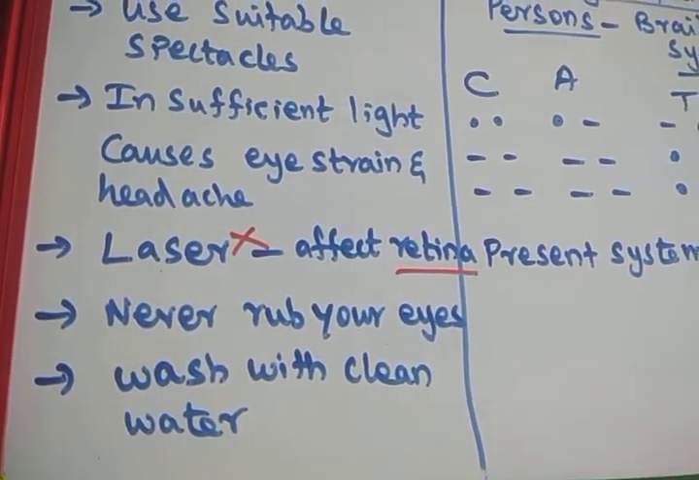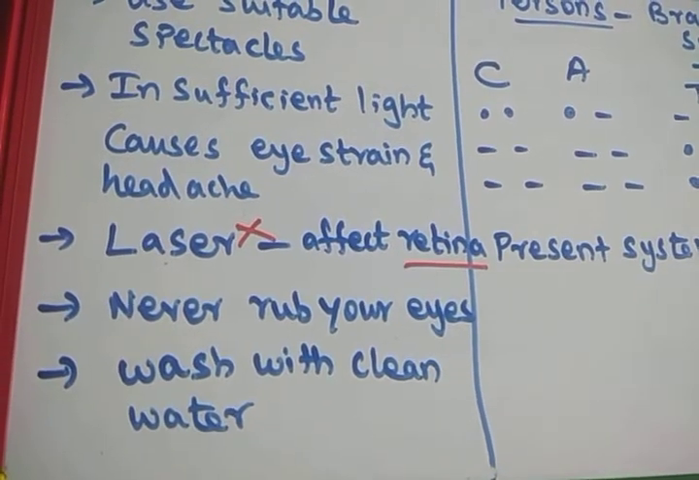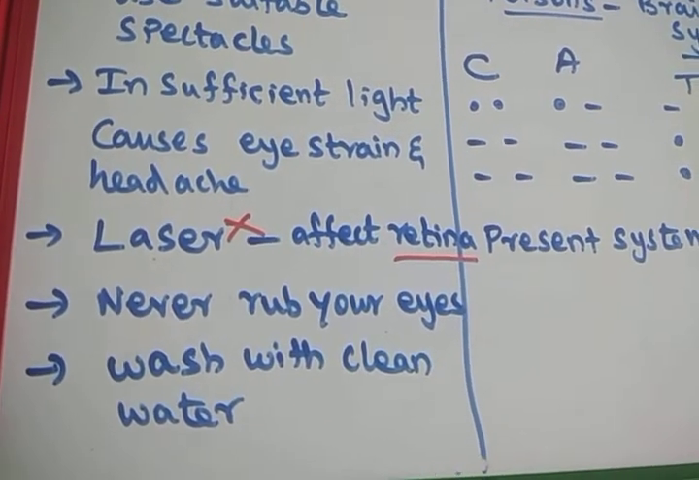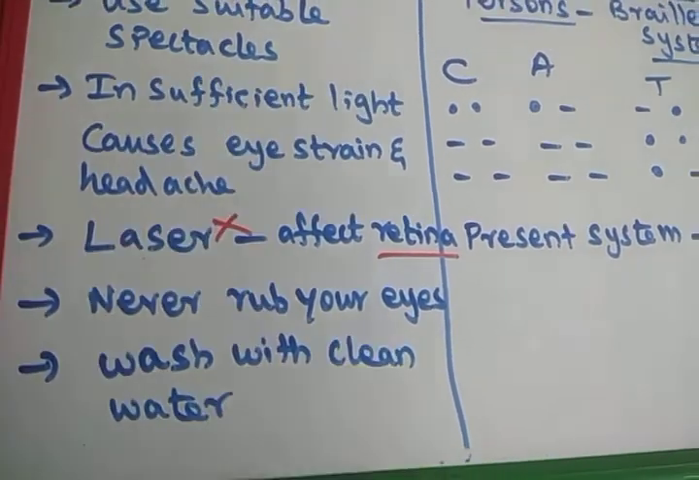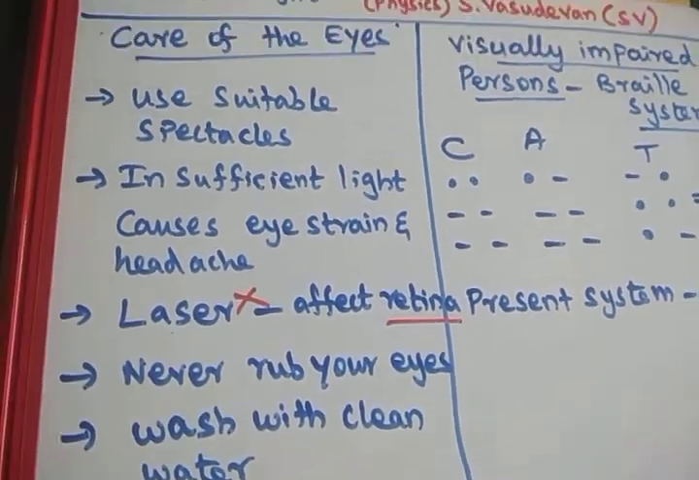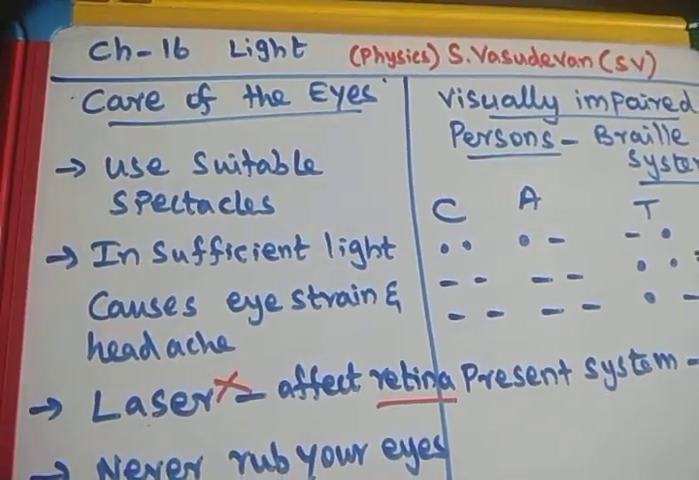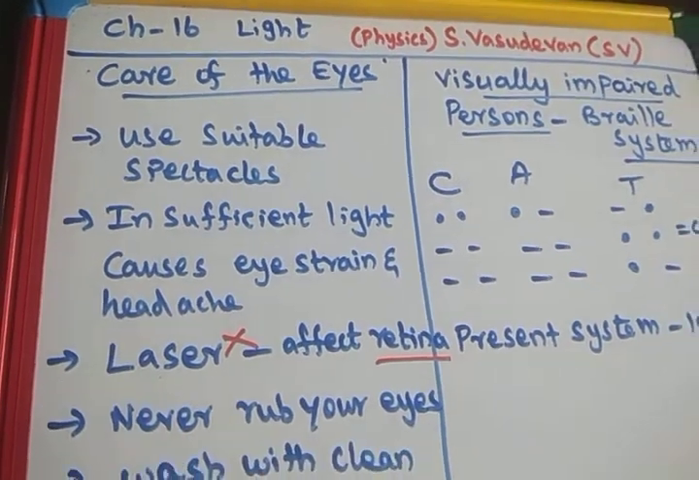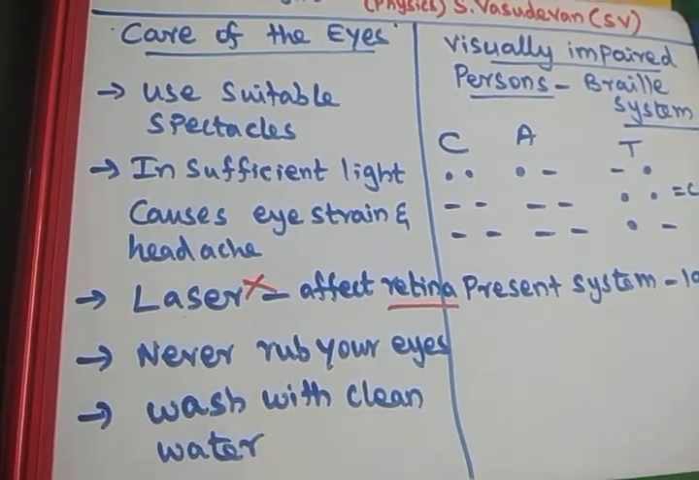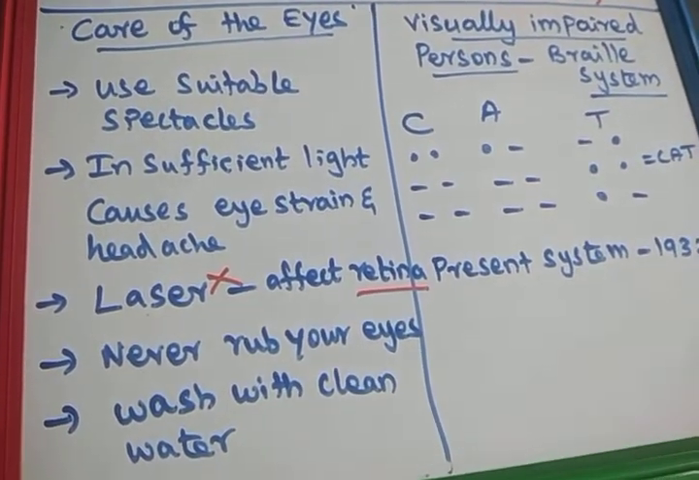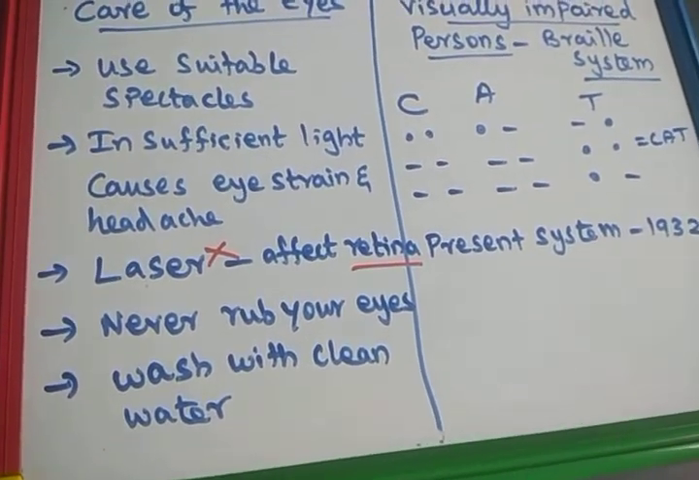And one more thing, always read books at a normal distance of vision. Don't bring the books too close or too far away from your eye. So these are all the cares and protection methods we have to follow to maintain our eyes. The eye is an important part of our human body, so you should follow these things.